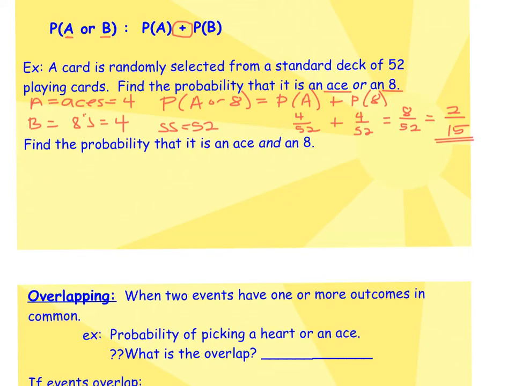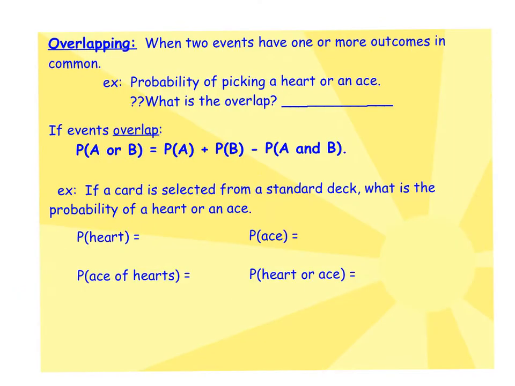Just for fun, I threw in an and in here just to show you how the and would change things up significantly. Find the probability that the card is an ace and an 8. Can these be true at the same time? No. There are no aces that are also 8s. Since no card is both, the probability is 0. Kind of like a trick question, but not really. We just have to figure out the difference between the word and and the word or.